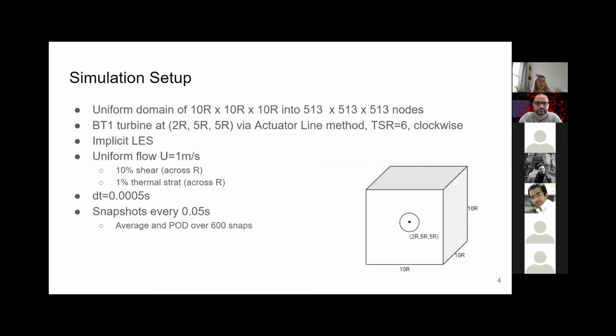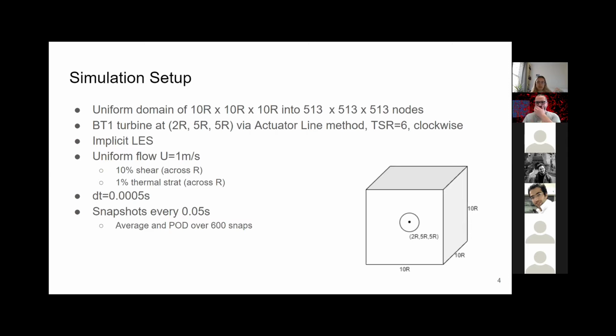Right, I'm running simulations in XCompact 3D, of course. We're using a uniform mesh domain of 10 radius cubed, and that's split into 513 nodes. So it's high resolution simulations. We have our turbine, which is modeled with the actuator line method. So approximating the blades as lines and applying a forcing term on those lines, depending on where they are located in the rotation. And it's located in the center of the domain and 2 radius downstream.